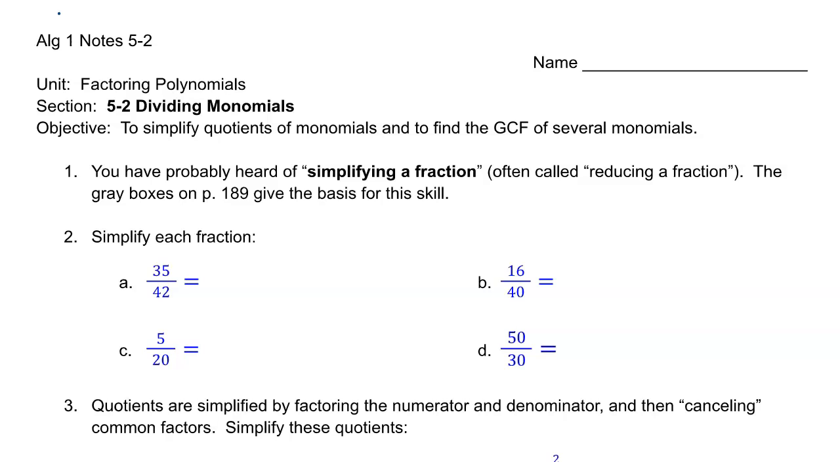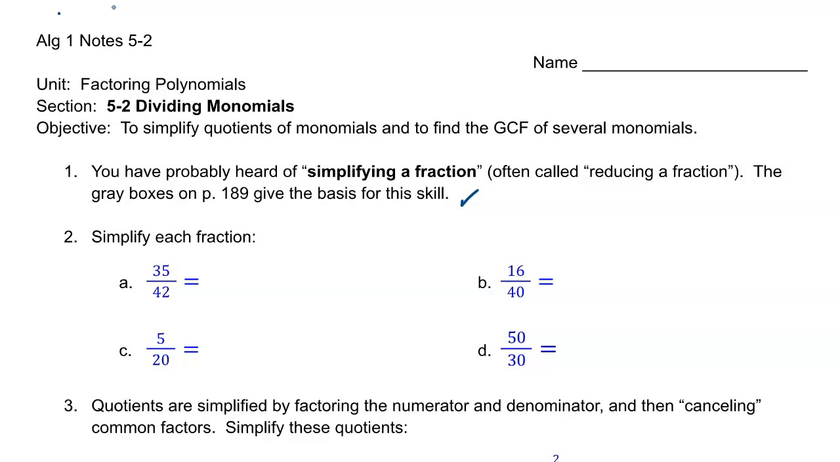Number one, you have probably heard of simplifying a fraction. Some people call this reducing a fraction. So in this lesson, one of the skills we'll look at is simplifying a fraction. Here are several fractions. Let's try some of these. To simplify any fraction, you need to make sure there's no common factor in the numerator and the denominator. So 35 and 42 have a common factor of 7.